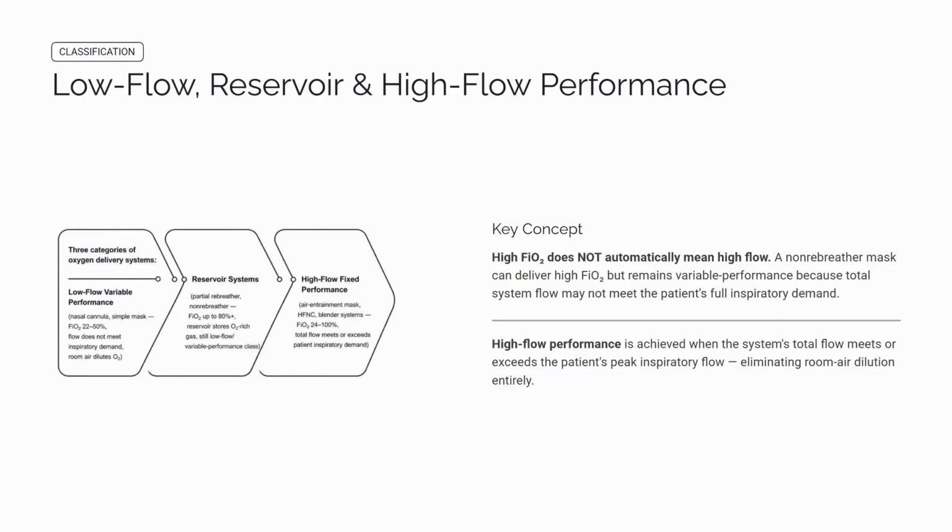So go back to the non-rebreather. Yes, it can deliver a high FiO2, 60, 70, or even 80%. But its total flow still can't fully match a hard breathing patient's peak inspiratory demand. That's why we classify this as still low flow and a reservoir system. High oxygen concentration, low flow performance. Those are two separate things, and you need to be able to say why they are.